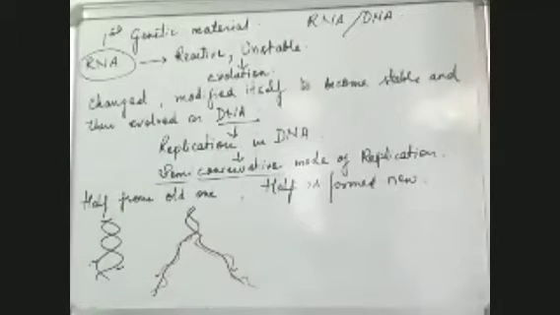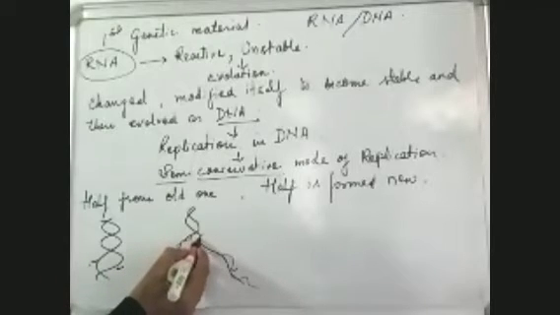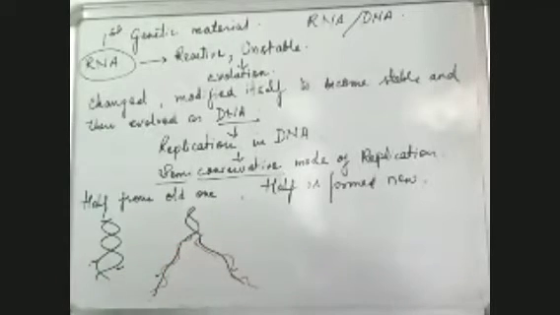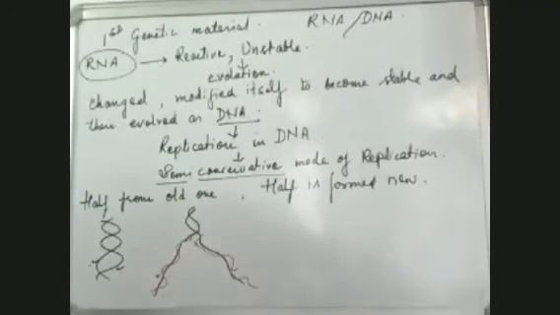And this type of replication in DNA is known as the semi-conservative mode of replication, in which a new strand is formed on the old template strand. That is, this is the template strand, which forms the basis for the synthesis of the new strand. This template strand is the old strand, and the red colored new strand is the new strand. So we get a semi-conservative mode of replication in which half of the strand formed is new and half of the strand formed is old.